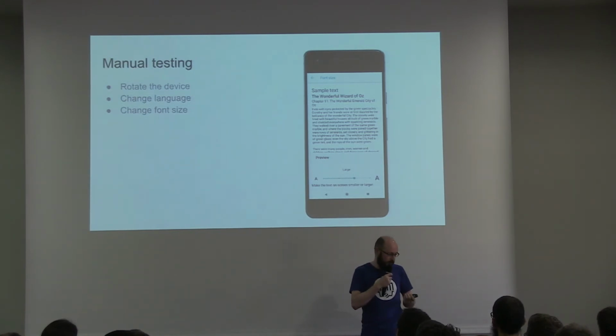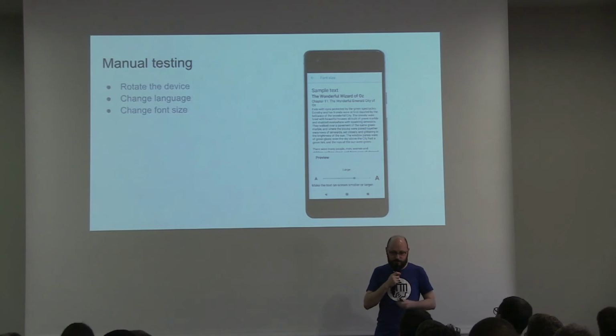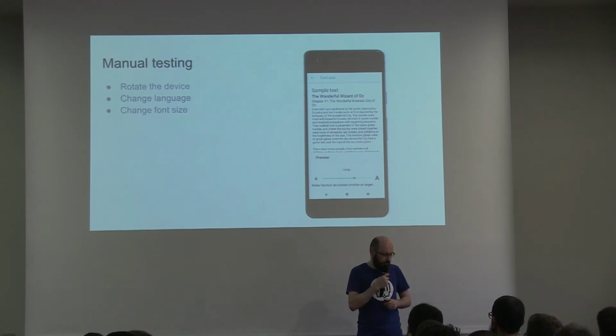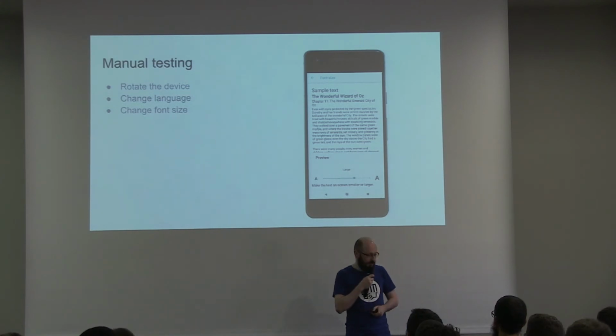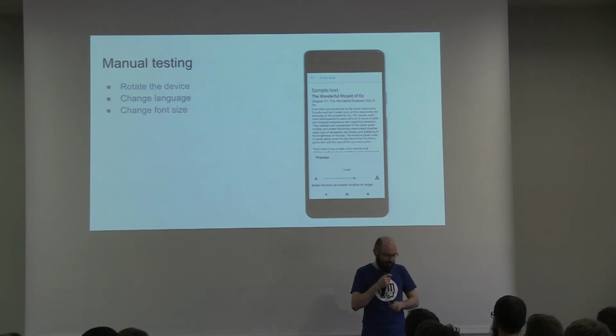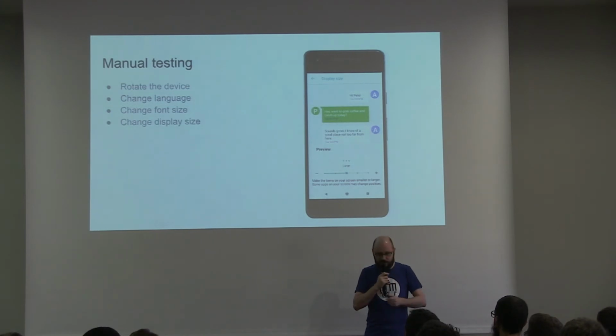Hopefully you also test this anyway, regardless of configuration changes, to make sure that all your text is still visible in the UI, and you don't assume, oh, my Pixel device has this default font size, that should work fine everywhere. Change the display size again, that's also a configuration change, and your app will be restarted.